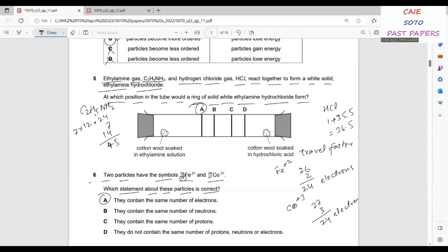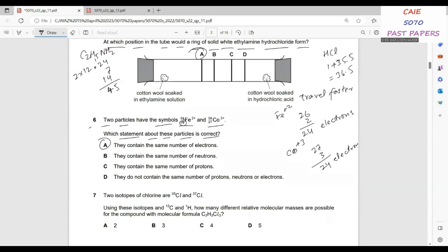For your convenience, I am reading the other statements. They contain the same number of neutrons. If you look at the nucleon number of both of these, nucleon numbers are different and proton number is also different. So if you subtract proton number from nucleon number, you won't get the same number of neutrons. So this is wrong.